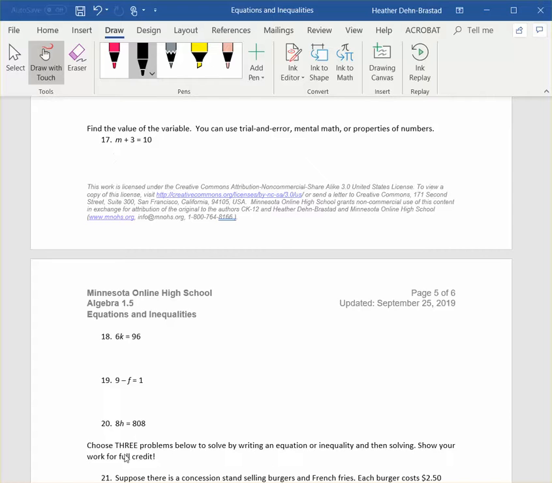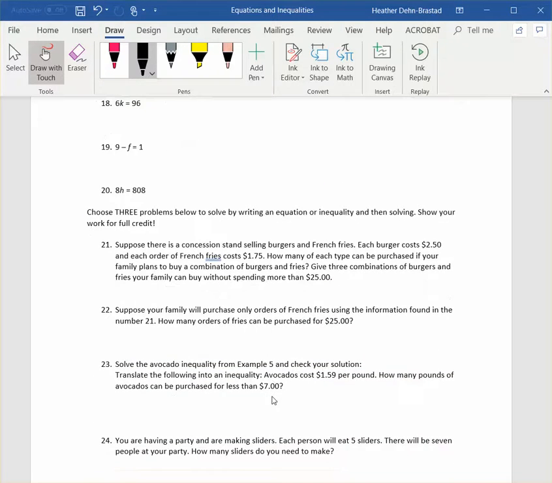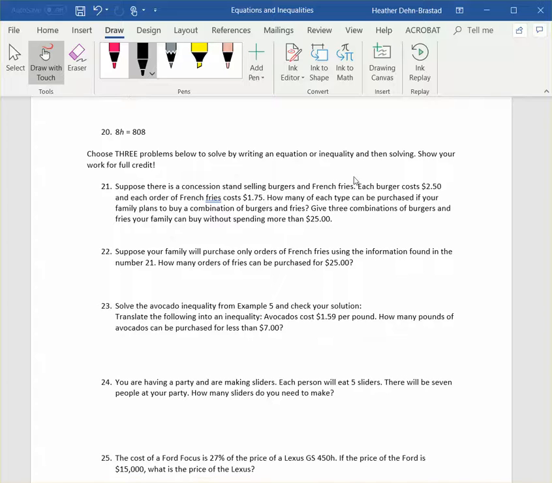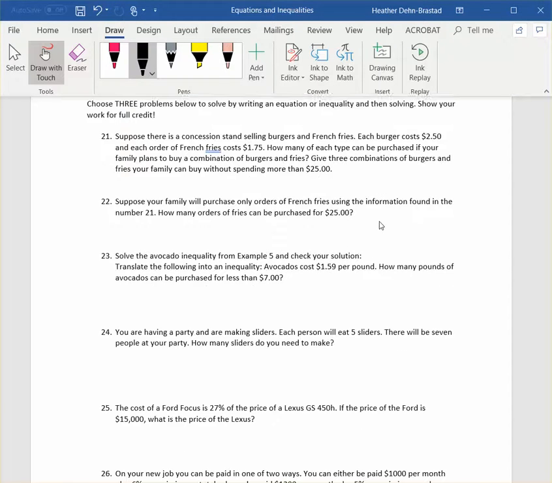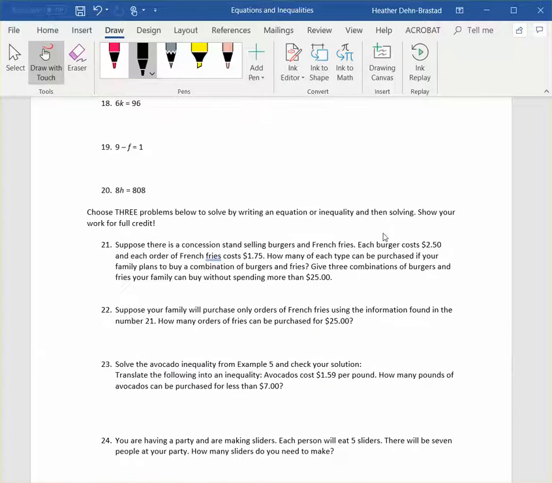And then 17 through 20, you just have to find the answer for the variable. You can just use mental math. You can use inverse operations. It's up to you. And then the last section, choose 3 problems below to solve by writing an equation or inequality and then solving. So there's a whole bunch to pick from. You just need to pick 3 of these. And once you got your answer, just make sure that you check it and see if it is an actual answer.